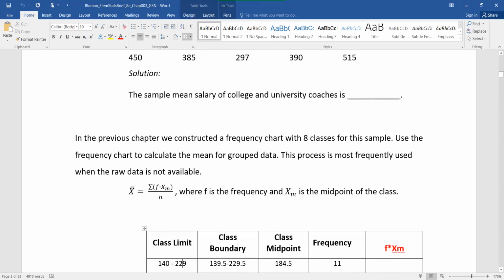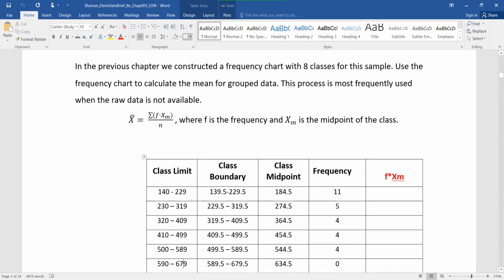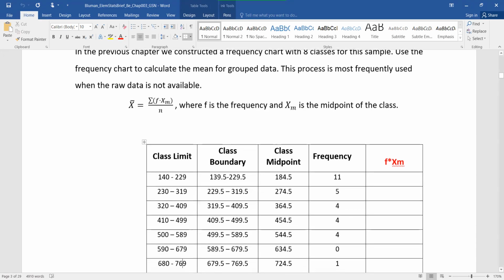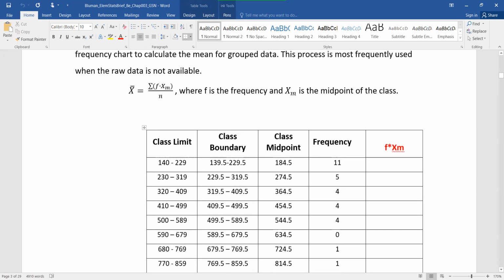All right, so in the previous chapter, we constructed a frequency chart with 8 classes for the sample. We're going to use the frequency chart to calculate the mean for grouped data. This process is most frequently used when the raw data is not available. So there is your equation right there. To find the sample mean, because that's what the Roman numerals is. Is that the last number? Hold on.